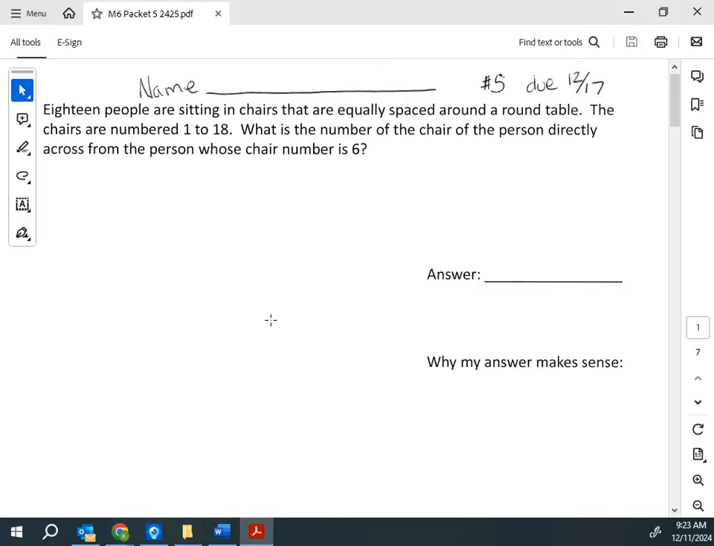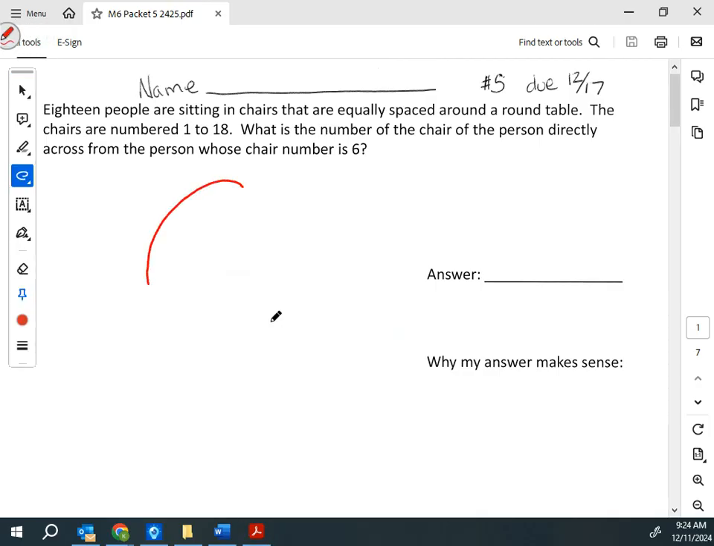Good morning. Today we are working on packet number 5, which is due on December 17th, next week, Tuesday. Our first page says 18 people are sitting in chairs that are equally spaced around the table. The chairs are numbered 1 to 18. What is the number of the chair of the person directly across from the person whose chair number is 6?